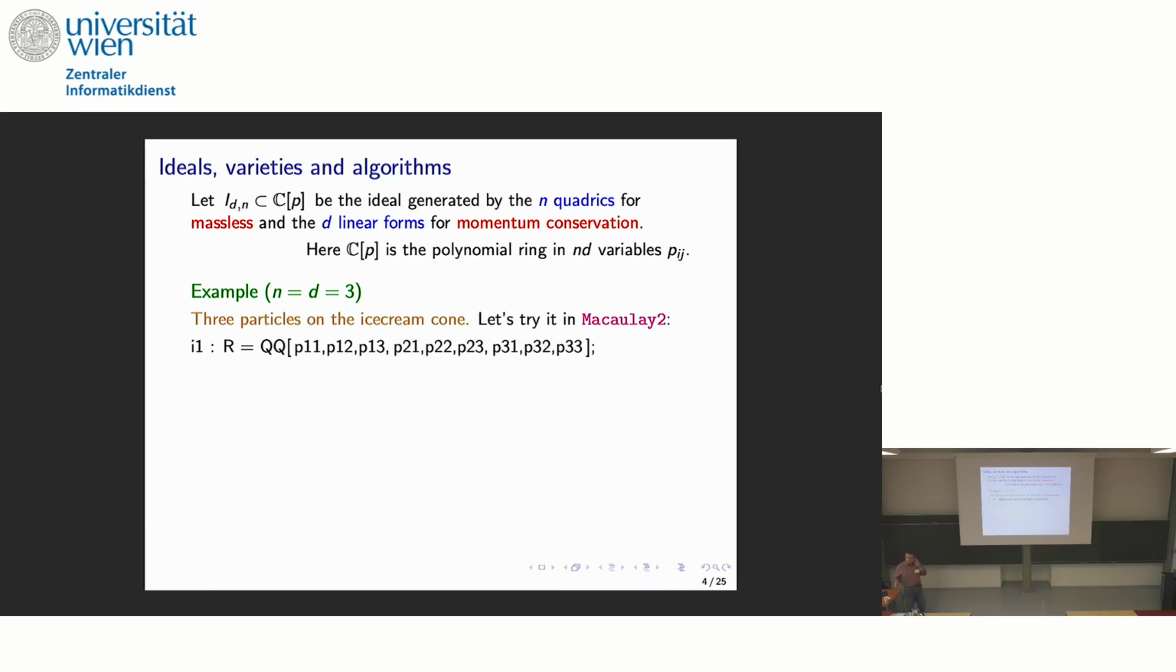Okay, so we go to our favorite computer algebra system, right? If you're a physicist, that would be Mathematica. If you're a German computer algebra person, that would be Oscar. And in my community for a long time, that would be Macaulay2. So we form a polynomial ring in these 9 variables over the rational numbers.